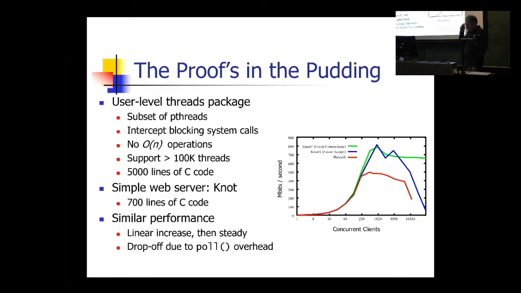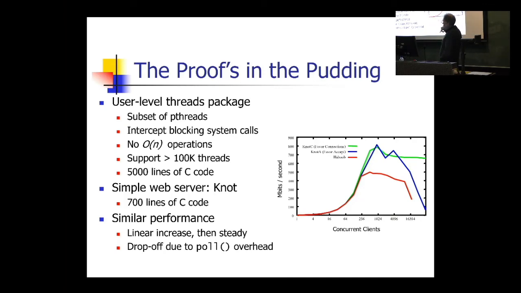Okay, so the proof's in the pudding. What they did, to do a fairer comparison, was build a web server, because everybody was building web servers at the time, and build a user-level threads package, which was a subset of the pthreads package that existed at the time, POSIX threads. They intercept blocking system calls to provide asynchronous I/O, to avoid the problem of one blocking user-level thread blocking everybody.